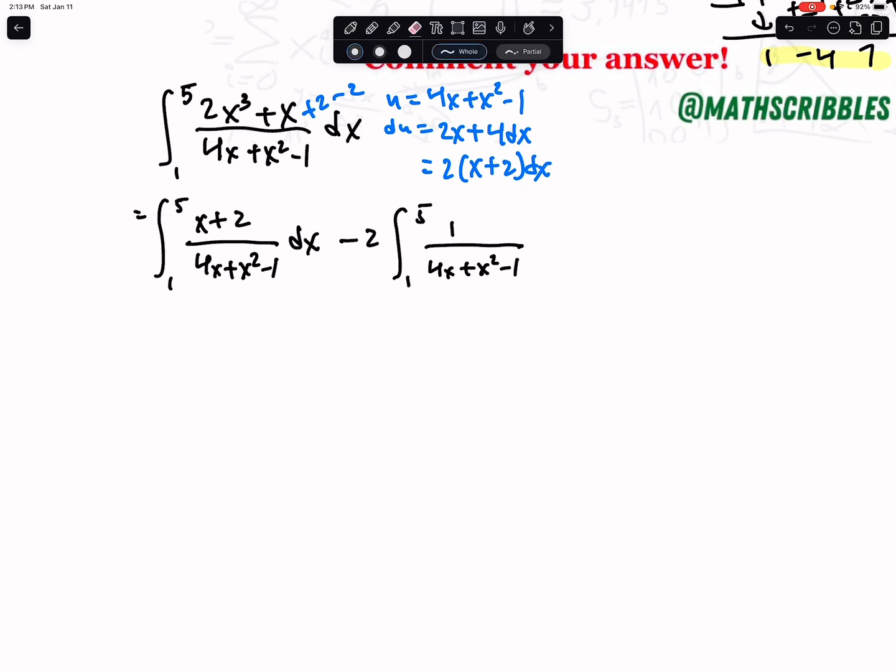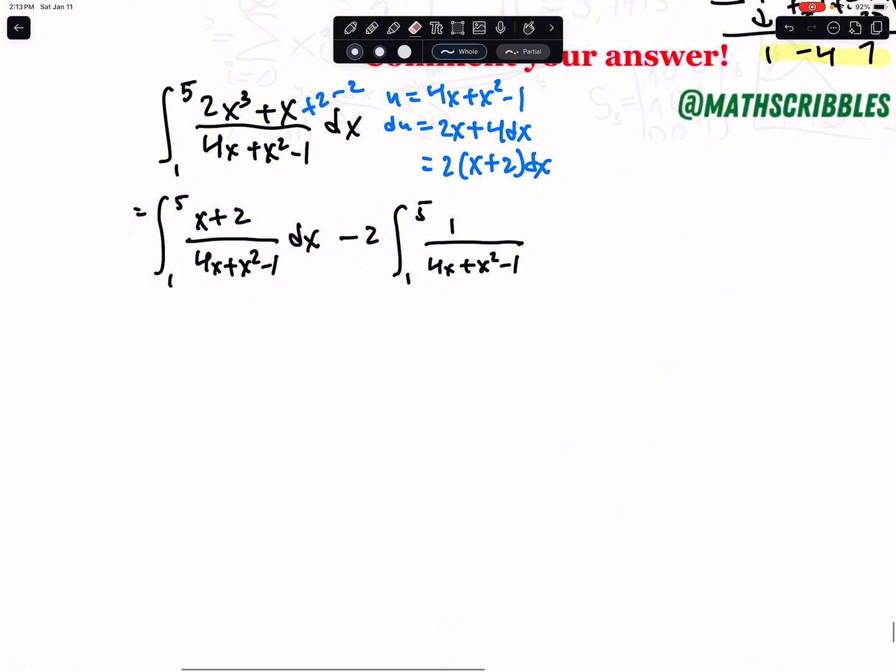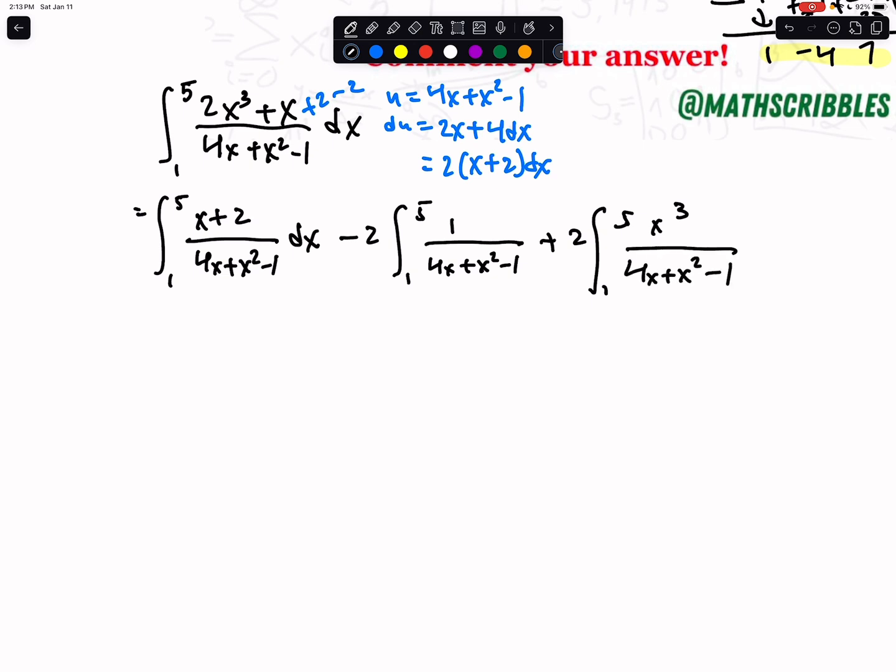Again, I'm just checking my work as I go. I'm trying to see if it's matching up. I don't want to make a simple mistake here, because I have not solved this problem yet. This is my first time solving it. I'm solving it with you guys. So minus 2 integral from 1 to 5 of the same denominator, then plus 2 integral from 1 to 5 of x cubed over the same 4x plus x squared minus 1.